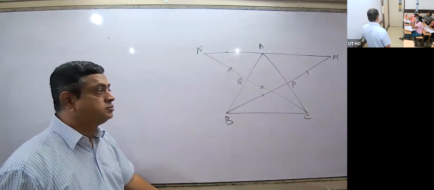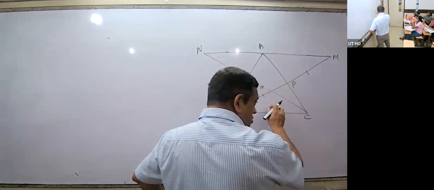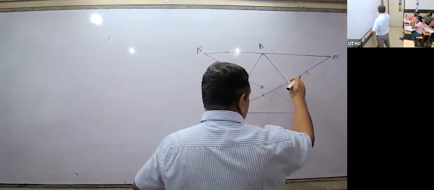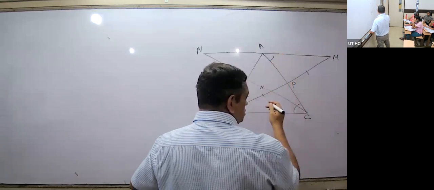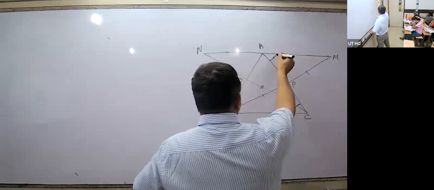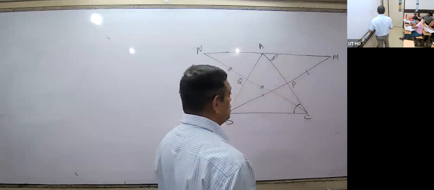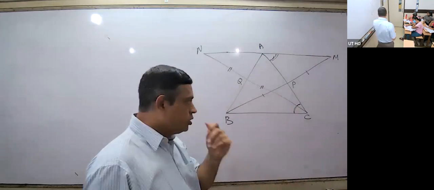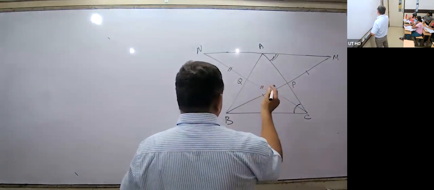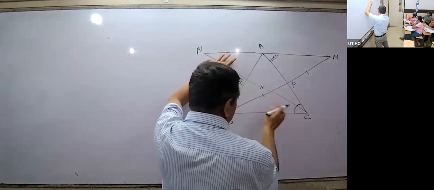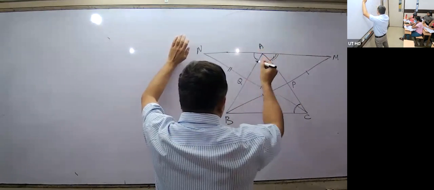Which two are continuous? Right. You can prove these two triangles are congruent. Equal? Yes. Equal? Yes. Vertically opposite angles, therefore these two angles are equal. Therefore these two lines are parallel to each other, by CPCT. Similarly, you can prove congruence for triangle CQB and this one, therefore these two angles will be equal.